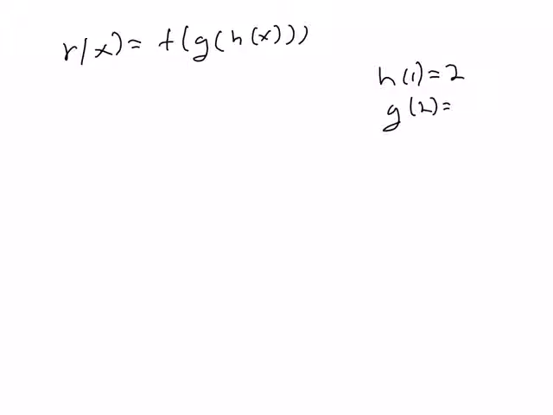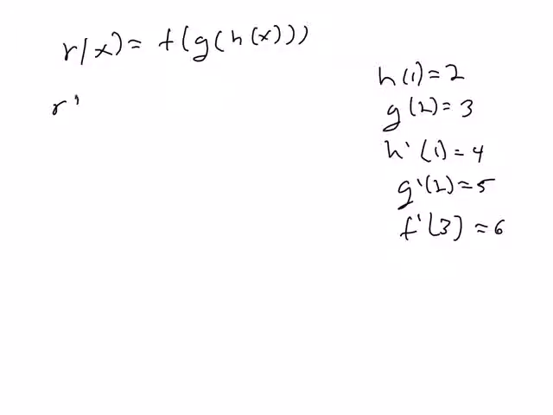Okay, next problem is problem 69. We want r of x is equal to f of g of h of x, and we have h of 1 is equal to 2, g of 2 is equal to 3, h prime of 1 is equal to 4, g prime of 2 is equal to 5, and f prime of 3 is equal to 6, and we want to find r prime of 1.